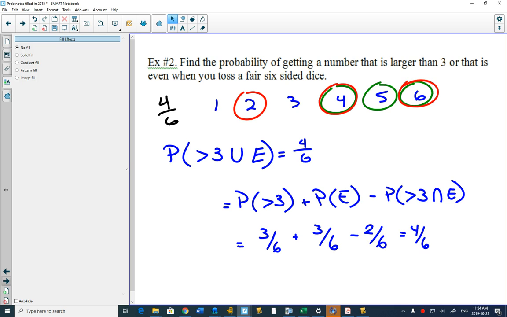Here's my formula. How many are greater than 3? 3 out of 6. How many are even? Those are the red circled ones. 3 out of 6. How many were both? 2 out of 6. What do we get? 4 out of 6. Would I probably just recommend logic on this one? Probably. But there are times where you have to have an understanding of a formula to figure it out.